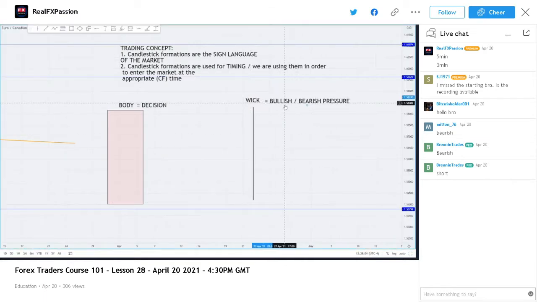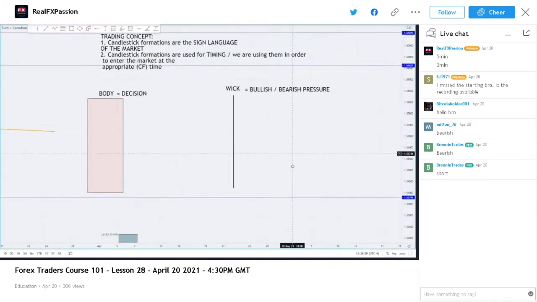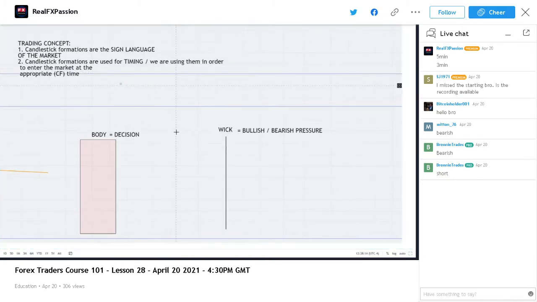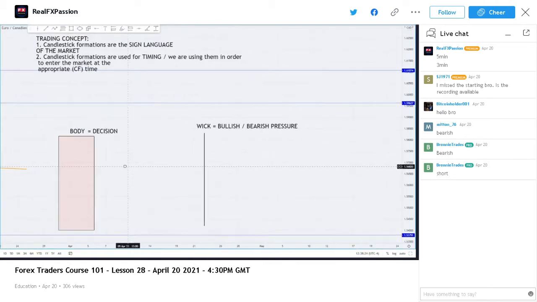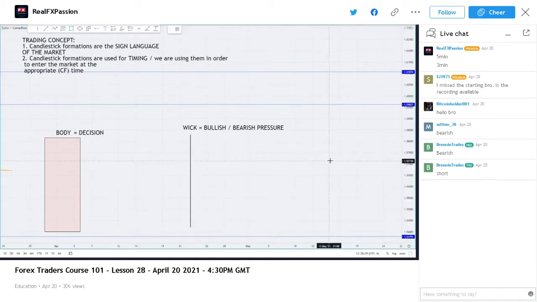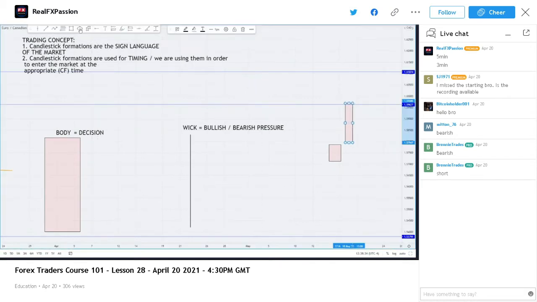The bullish and bearish pressure. Okay, now that being said, let's do it like this. I'm going to put this up in here. So that being said, everybody, if the body is a decision and the wick means bullish or bearish pressure, let's talk about the body first. So you have a chart, right? This is a candle, and you have a chart. This is a candle, and then you have this candle, the small one.